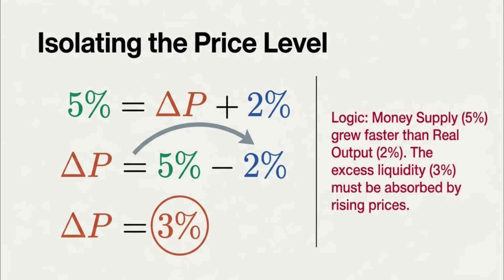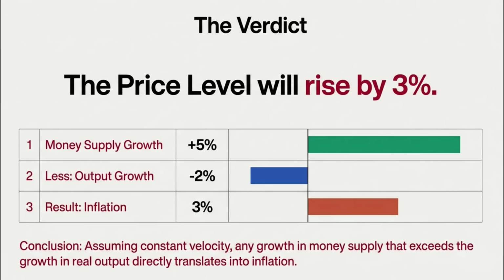Simple as that. So the whole exercise shows that if velocity is stable, inflation is really the growth rate of the money supply minus the growth rate of the economy.